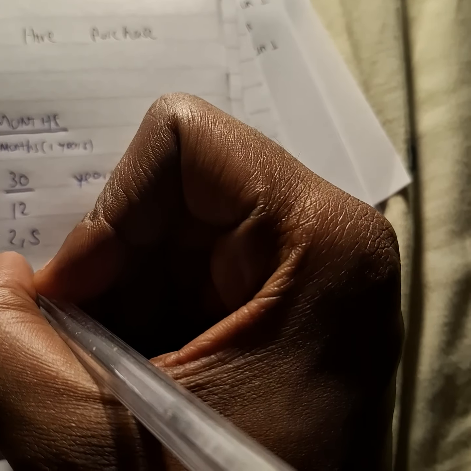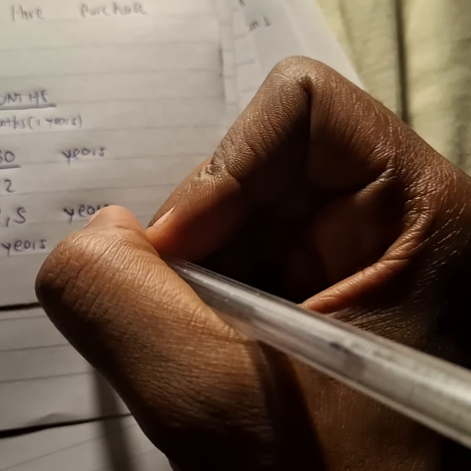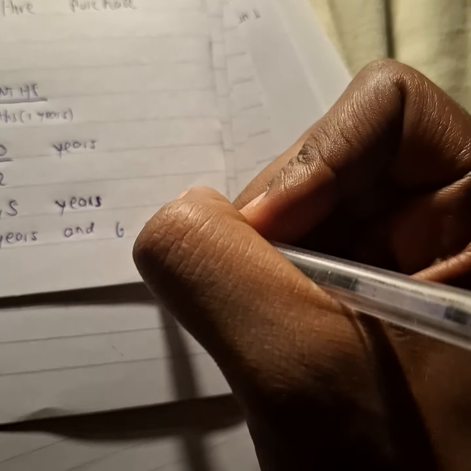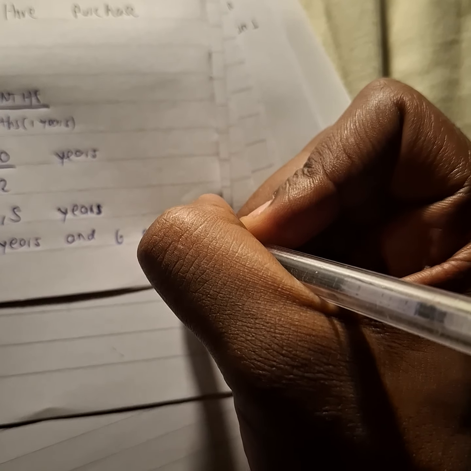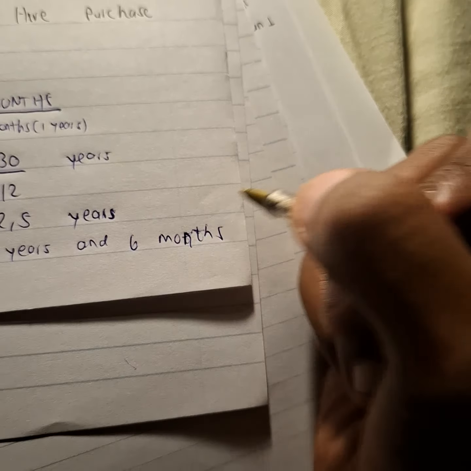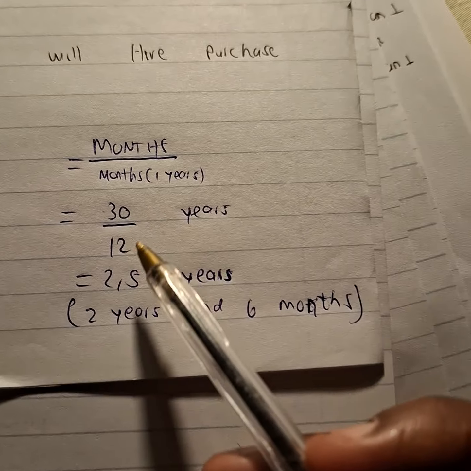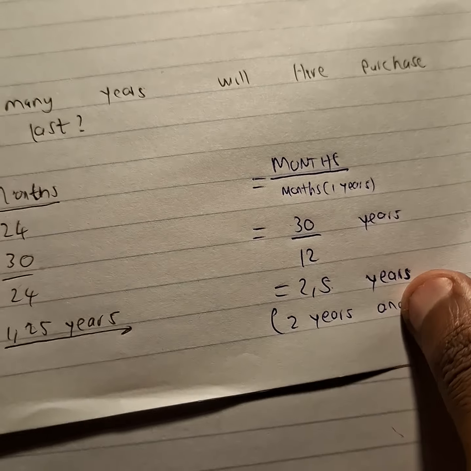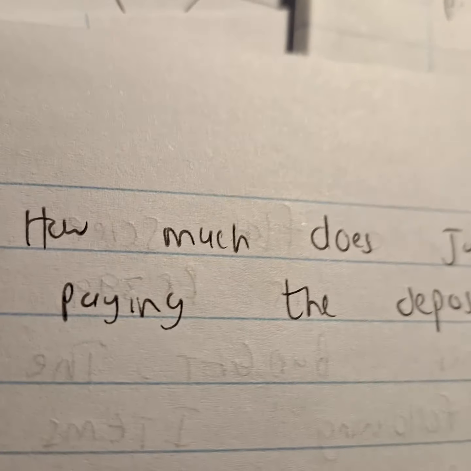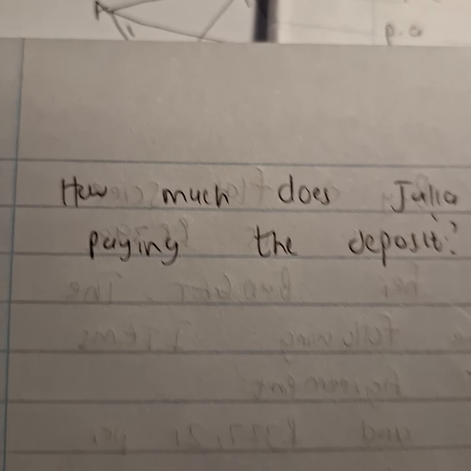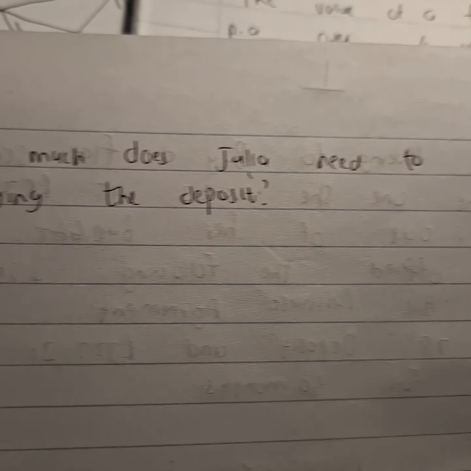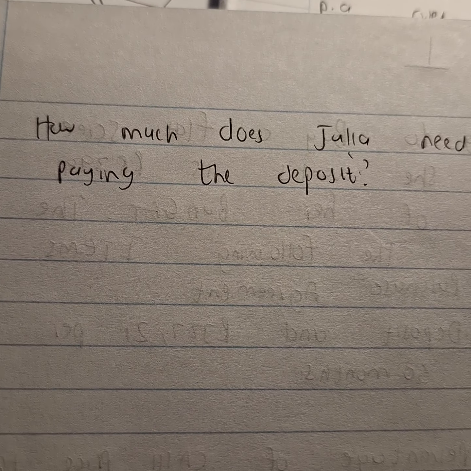I'm sure someone else would say 2 years and 6 months, right? But of course, it's fine if you write 2.5 years. Okay, that's perfectly fine. Let's move on to the next question that is there, and that is, how much does Julia need to borrow after paying the deposit? How much does Julia need to borrow after paying the deposit?